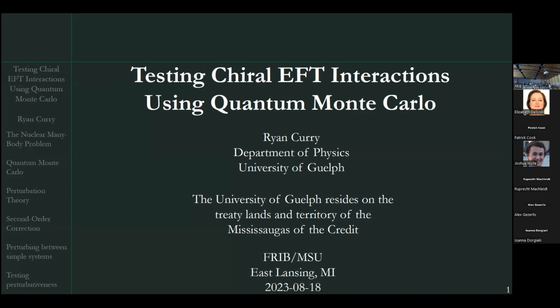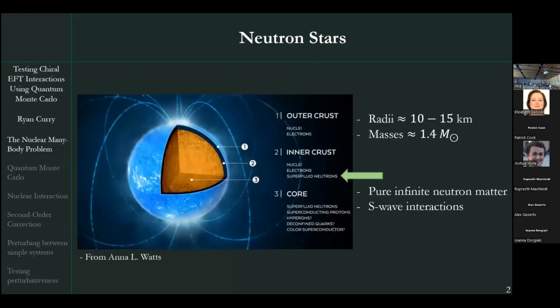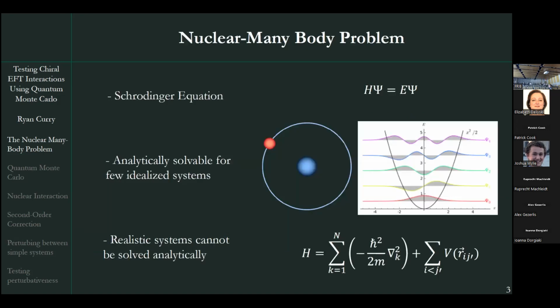So luckily, George drew the short straw, so I don't have to spend too much time on background. But we're broadly interested in the neutron matter that's found in the inner crust of neutron stars. And so to a first approximation, we think of this as pure infinite neutron matter with only S-wave interactions. And if you want to study a system like neutron matter in neutron stars, like George said, we're tasked with solving the nuclear many-body problem, the many-body Schrodinger equation.